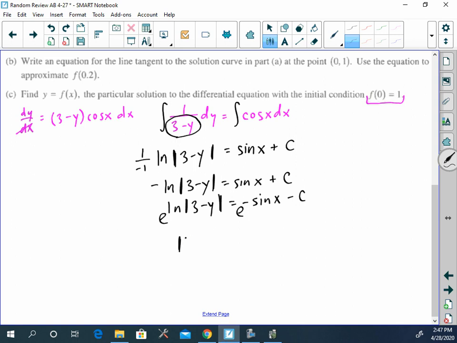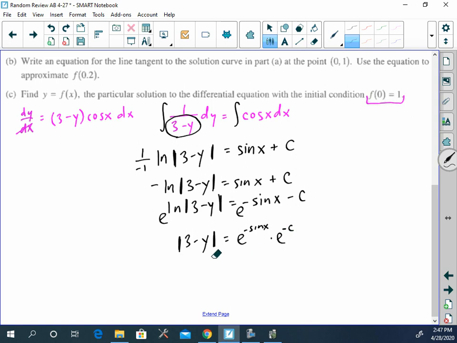And we've got the absolute value of 3 minus y equals. And this is where we have to be careful. It's e to the negative sine of x. And the minus c is up here. That's the same thing as doing times e to the negative c. And this is just a new constant. It's e to a number. A number to a number is just a number.